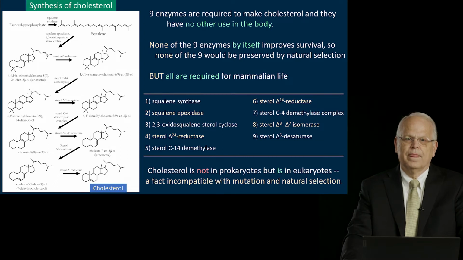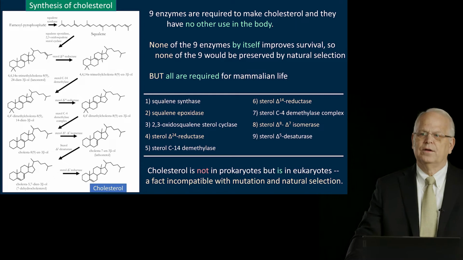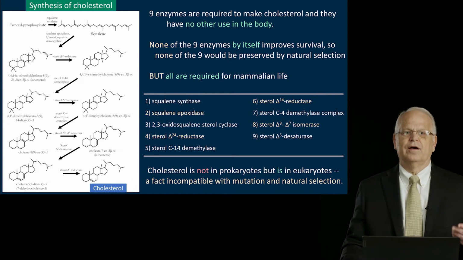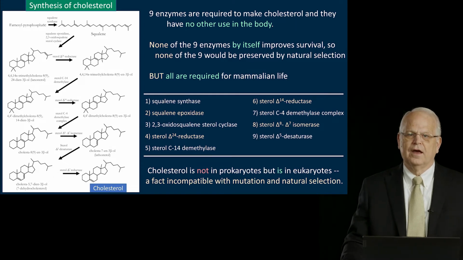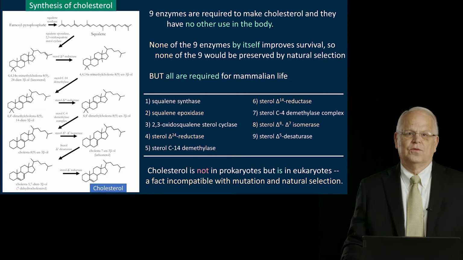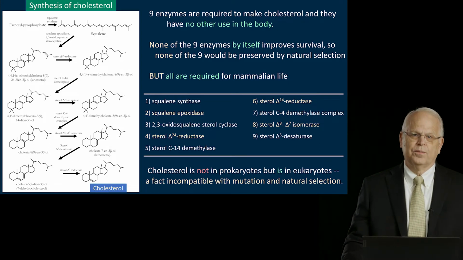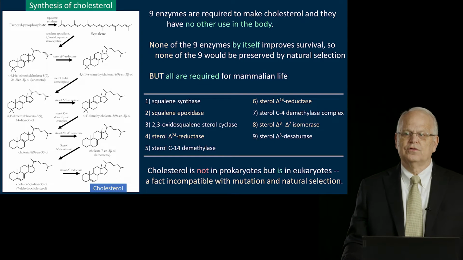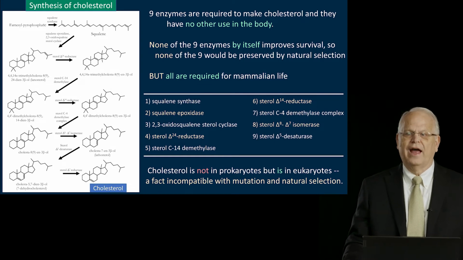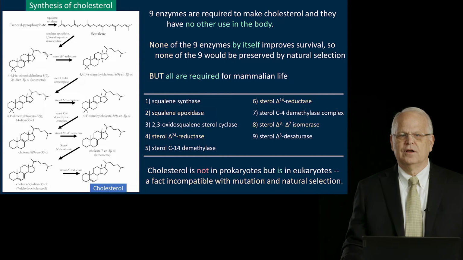Now early on, we had prokaryotes that do not have nuclei, and prokaryotes do not have cholesterol. So somewhere in the process, moving from prokaryotes to eukaryotes, cholesterol had to be made. And since cholesterol had to be made and natural selection and mutation cannot account for how it's made, we find here a fact that is incompatible with mutation and natural selection, the cornerstones of macroevolution.